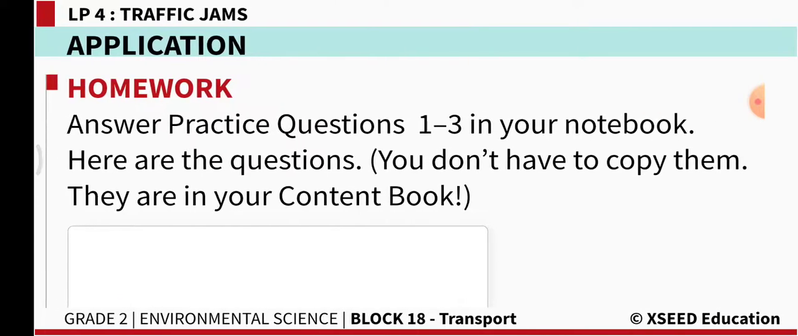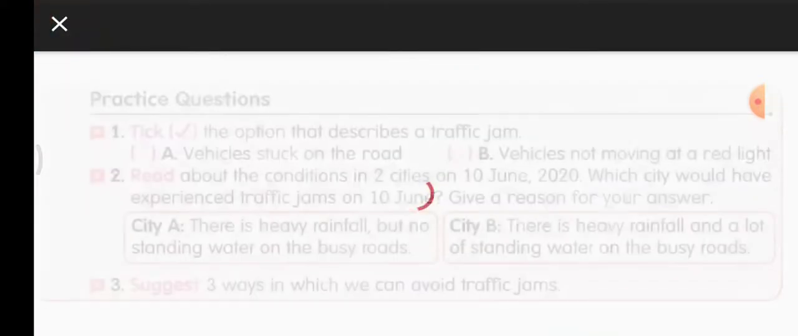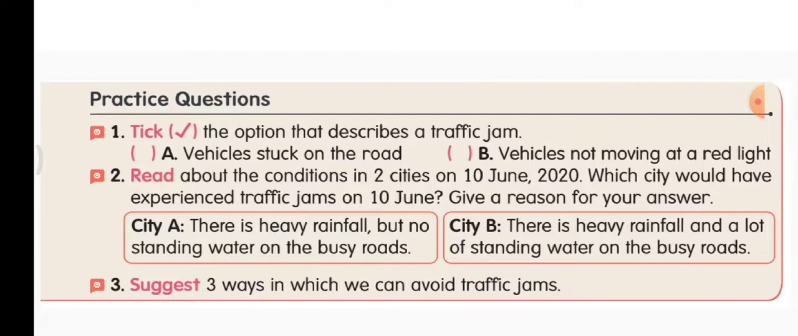So now let's move on and open our content book. Practice questions. Tick the option that describes a traffic jam. Two options are given. Which situation will lead to a traffic jam? You should tell. Okay, you are going to tick that option. Vehicles stuck on the road. Vehicles not moving at a red light. Which situation causes traffic jam? See, all the vehicles, they stop at red light. It is following the traffic rules. That is good and fine. But option A, vehicles stuck on the road, will lead to traffic jam.